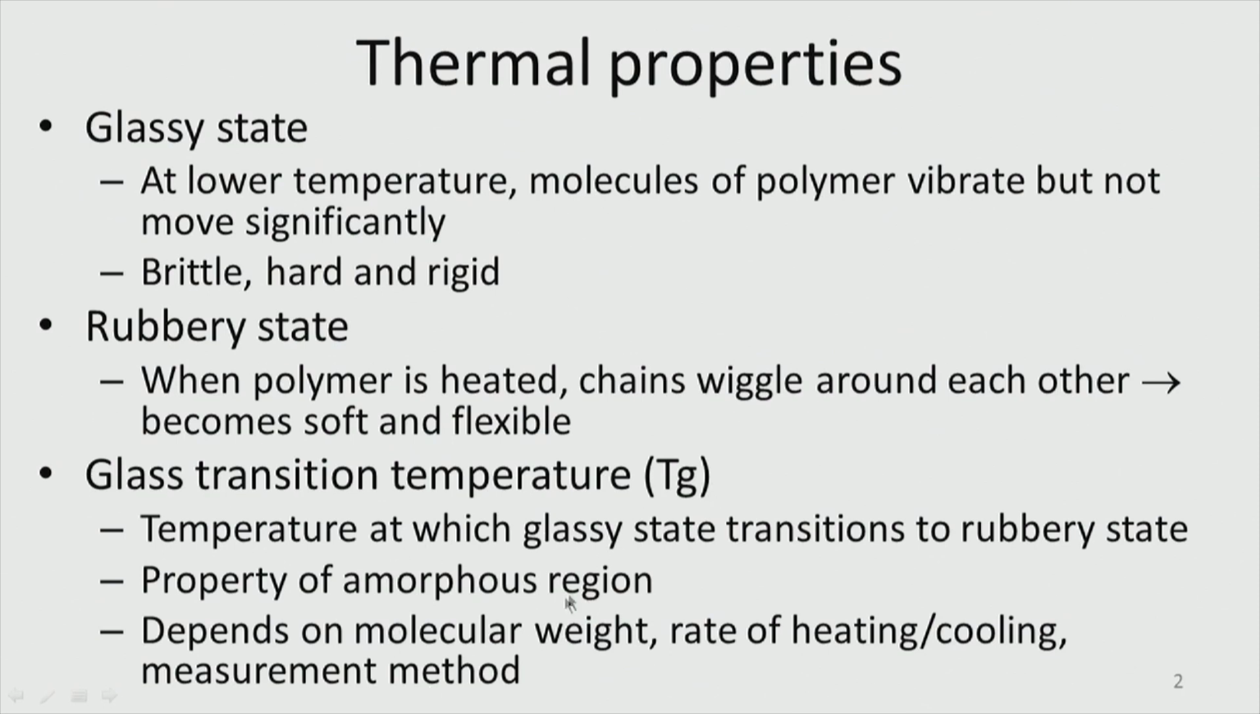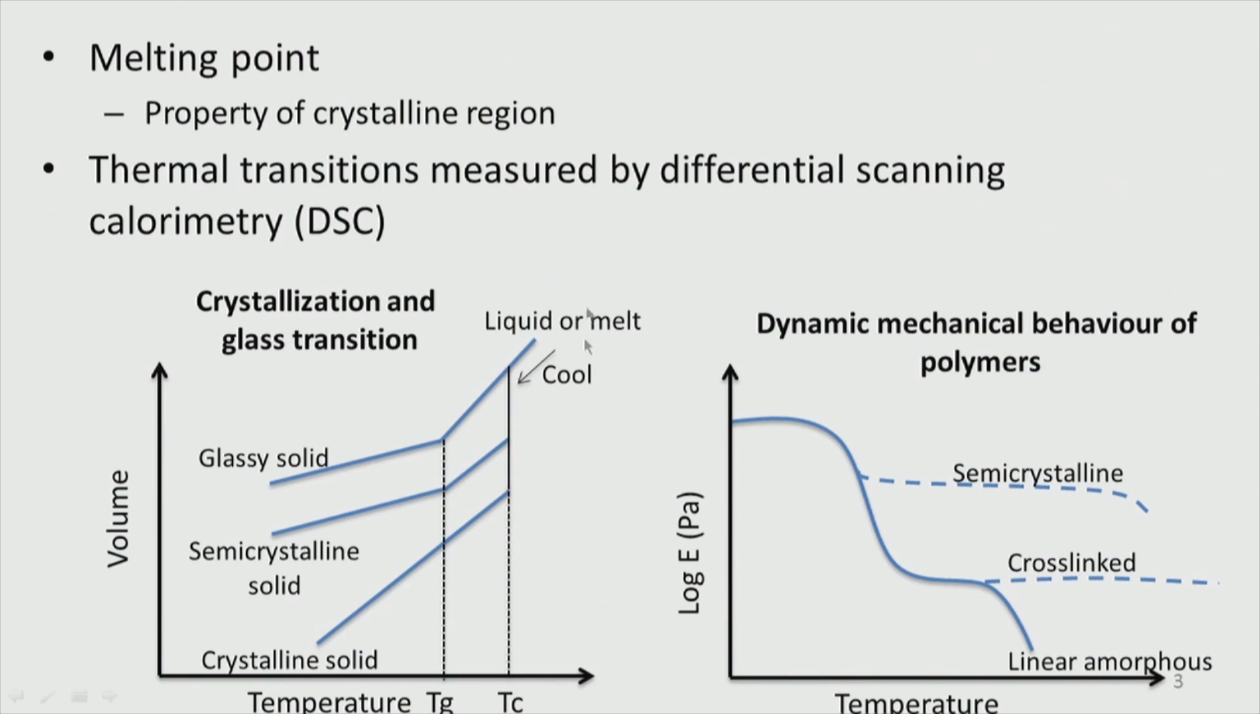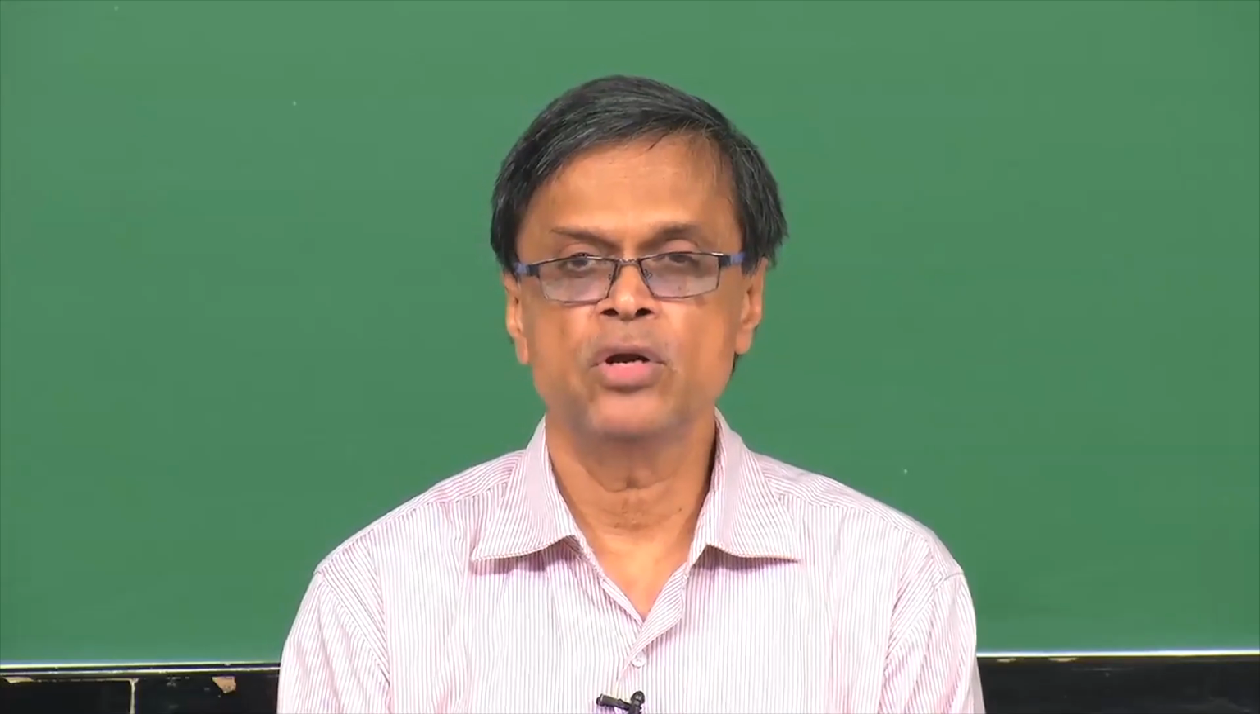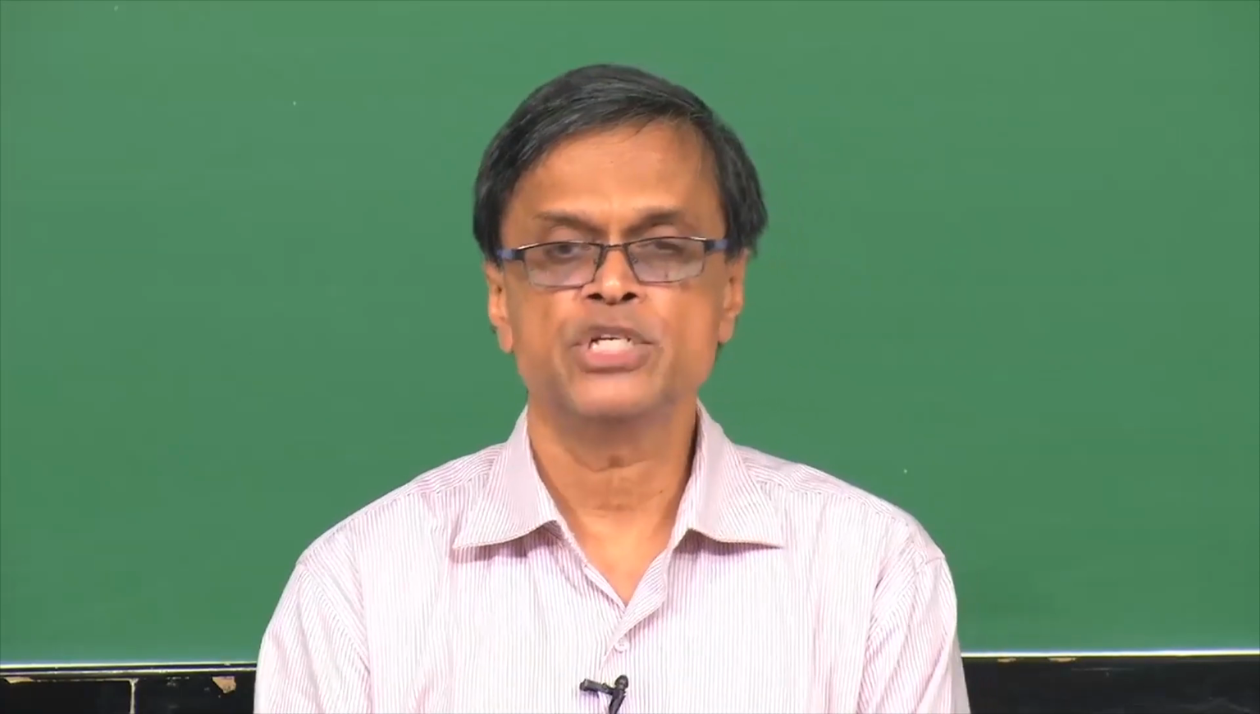As I mentioned, it is valid only for the amorphous region. It depends on the molecular weight of the polymer, the rate of heating or cooling, what type of measurement method I use, and so on. Then there is the melting point: the crystalline portion of the polymer at some temperature starts melting. Just like Tg, the melting temperature may be 200 or 300 degrees. Of course, in a biomaterial inside the body you are not going to face such high temperature, but still it is good to know the melting temperature of the polymer.